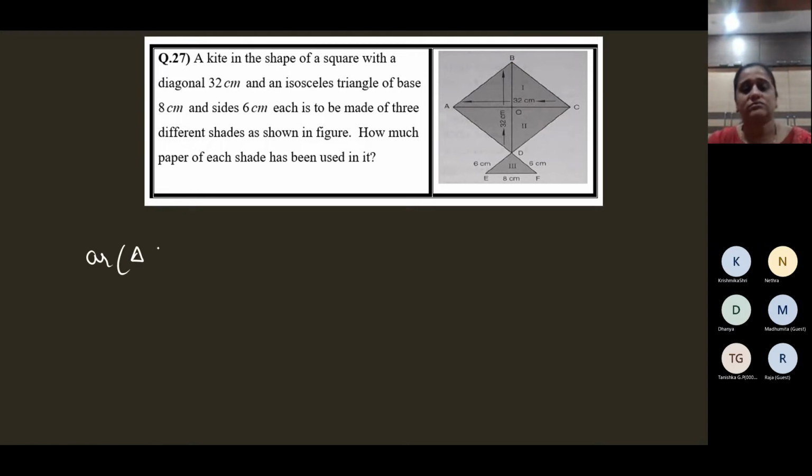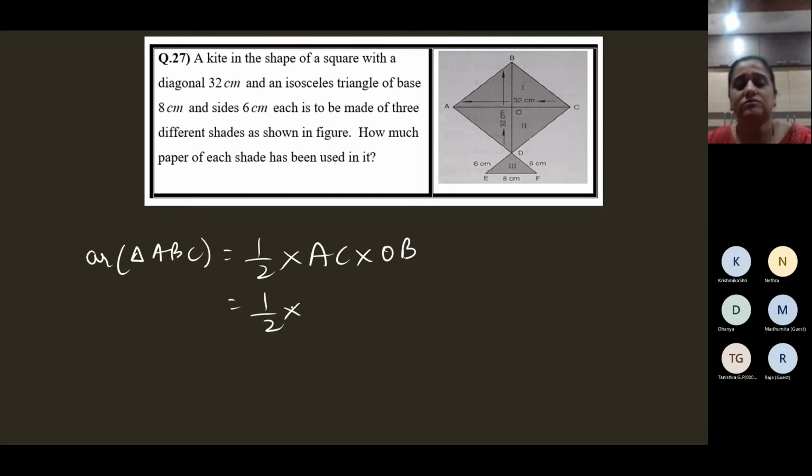Triangle BAC, ma'am, or ABC. Area is equal to half into what is the base? AC, ma'am. Height? OB, ma'am. What is the value of AC? 32 centimeters. OB? 16. Which is the other triangle?